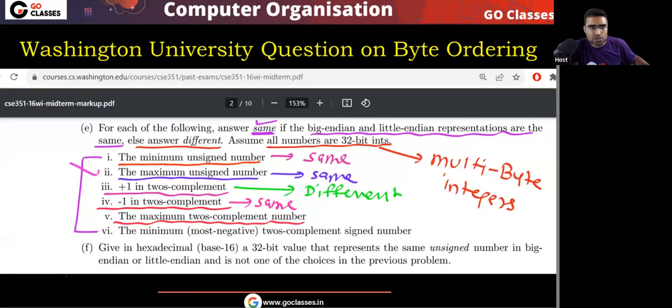Okay. So for this question, the answer will be what? Tell me. For this question, the answer will be different. See, this question is beautiful, right? I can guarantee that many students will make mistakes in this question.